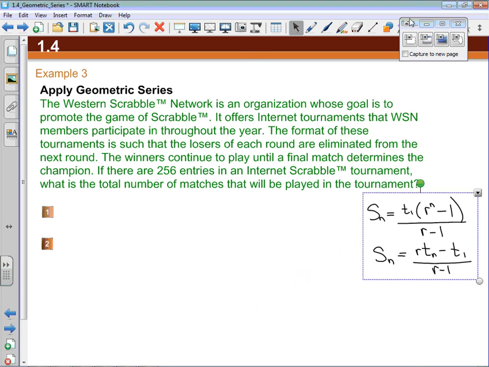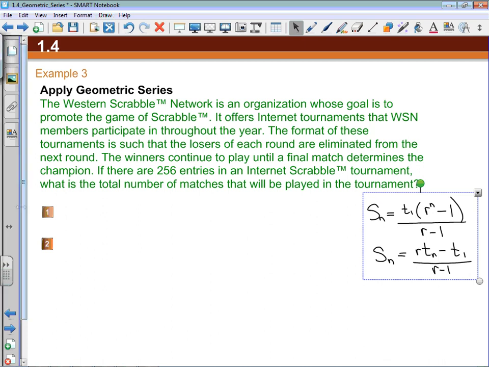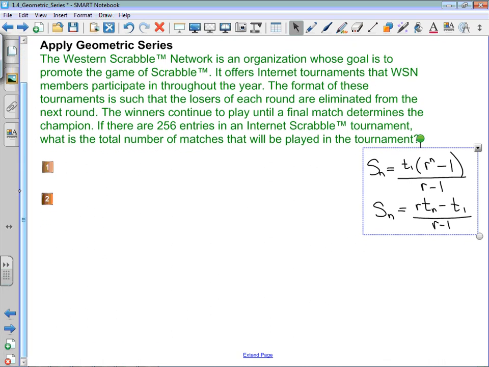Last example for 1.4 here is a real world example talking about a tournament. It's a Scrabble tournament, which doesn't really make a difference. If it was any other tournament, we could do it the same way. One of the tricky parts about questions like this is understanding how to apply it to a geometric series.